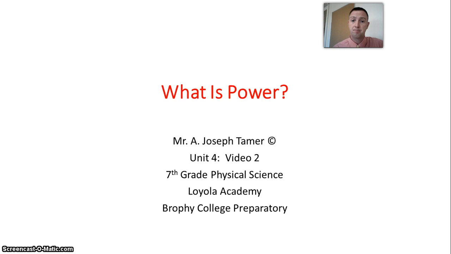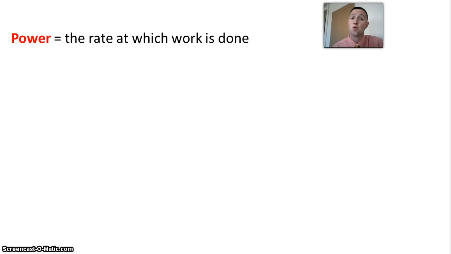Alright, let's talk about power. What is power? Power is the rate at which work is done. Now, a rate tells me how fast or how quickly something is happening. When I talk about speed or velocity, those are rates at how quickly my position is changing. Acceleration is a rate, how quickly my velocity is changing. The minimum wage is a rate. It tells me how many dollars I make per hour. So it's telling me how much per time when I have a rate.